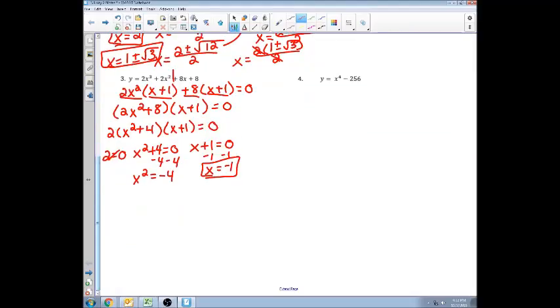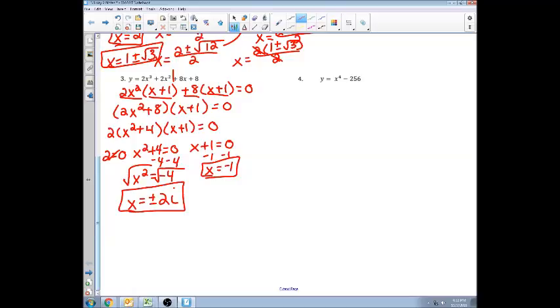From there, I need to take the square root of x squared and the square root of negative 4. So x would equal plus or minus. Remember, whenever I have a negative, there's going to be an i involved. The square root of 4 is 2. So my answer is plus or minus 2i.